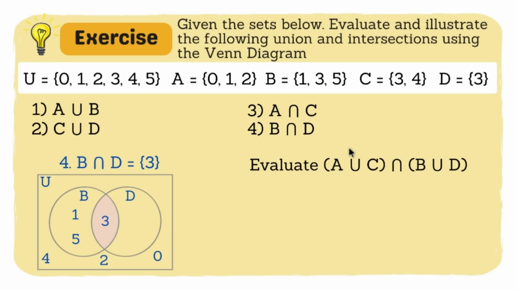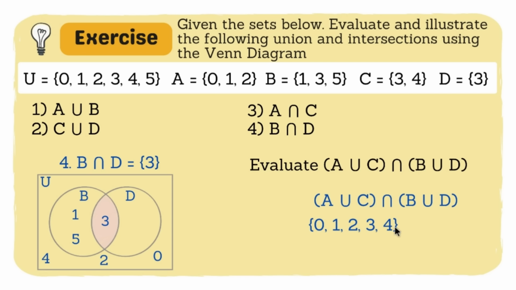Pag nakuha mo na yung union ni A at saka C, at nakuha mo na yung union ni B at saka D, pwede mo nang kunin yung intersection ng mga sagot nila. Okay, so try po natin. First, let's have A union C. Ano ba ang sagot natin dito? A is 0, 1, and 2. And then we have here C is 3 and 4. You just need to combine the elements. You will get 0, 1, 2, 3, and 4.